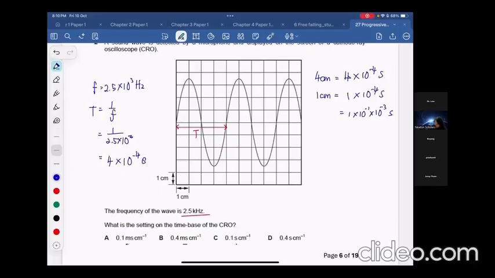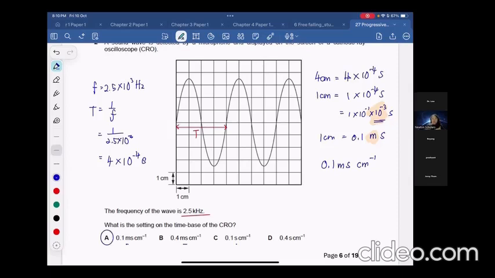So for this 1 cm, I'm trying to make it into milli. So it becomes 0.1 millisecond. Here combined, every 1 cm is 0.1 millisecond. So 0.1 millisecond per cm. So the answer should be A.